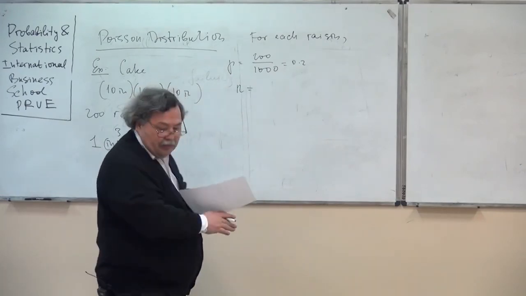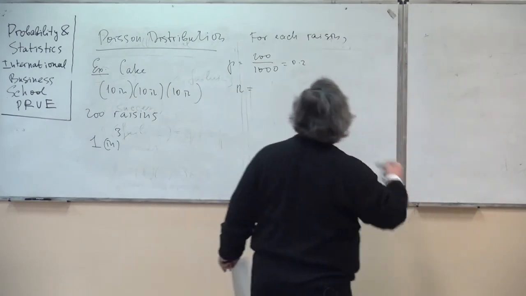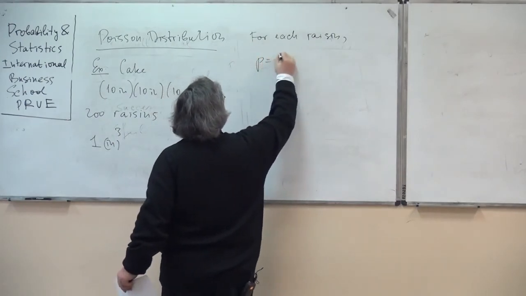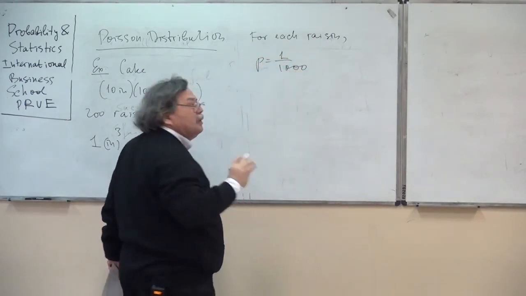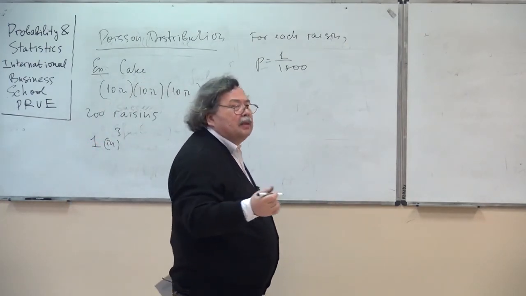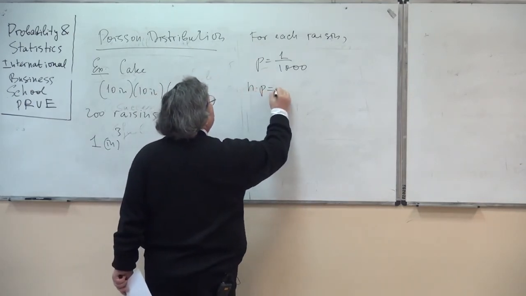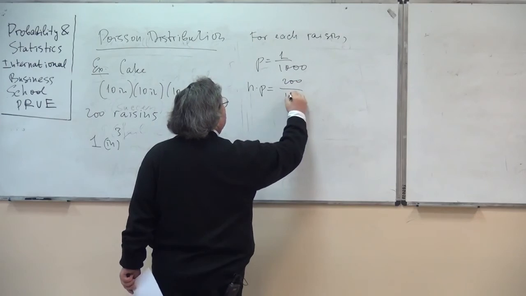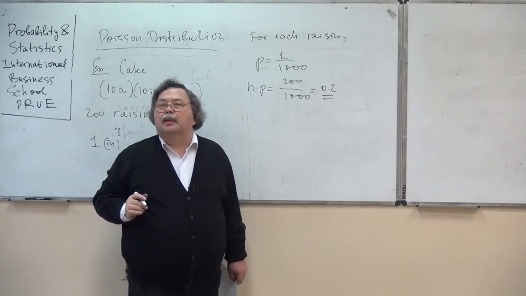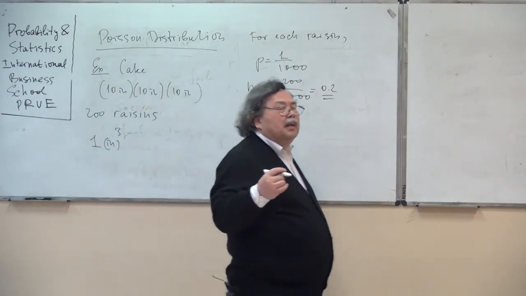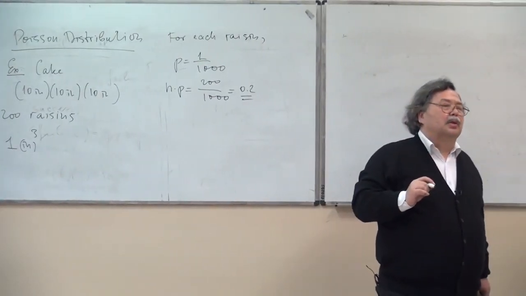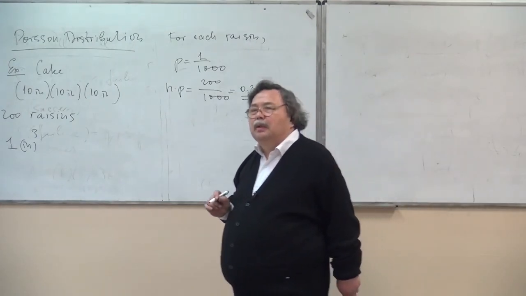Oh, I'm sorry. It's nonsense. I'm sorry about this. For each raisin, the probability is 1 over 1000. Exactly. So for each particular raisin. And because there are 200 raisins in total, n times p is 200 divided by 1000, and this is 0.2. And we can interpret this number as the average or mean number of raisins that we expect to find in a volume of 1 cubic inch.